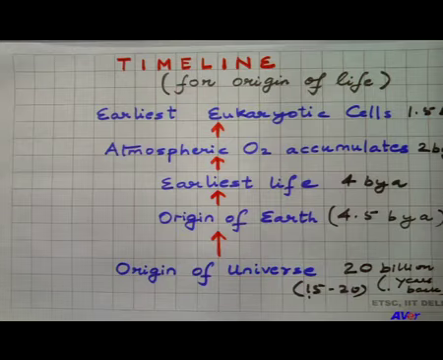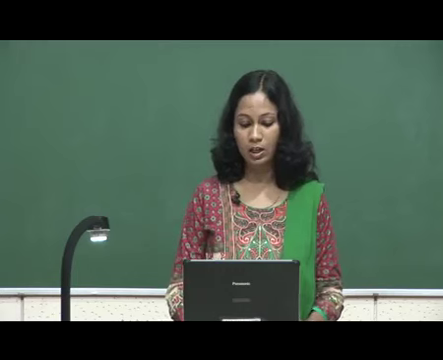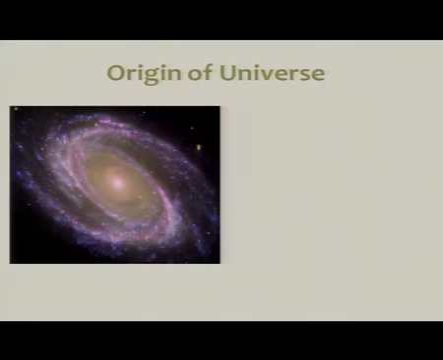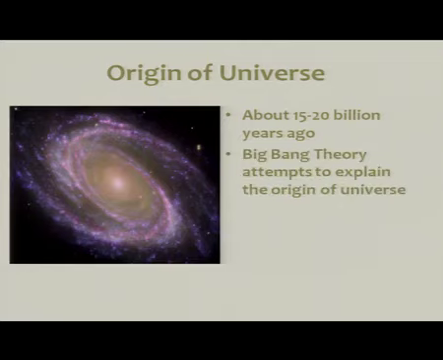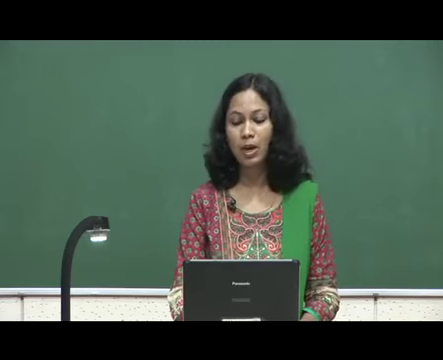With this, let us now start and see how the origin of universe, how the origin of Earth took place, what were the mechanisms involved in it. The origin of universe, as I told you, took place about 15 to 20 billion years ago. The most plausible theory about the origin of universe is the Big Bang theory, which attempts to explain the origin of universe. The Big Bang theory is the most plausible theory. I am saying this because there has been many theories, but the most logical and most sequential theory which helps us in rationalizing the things is the Big Bang theory.